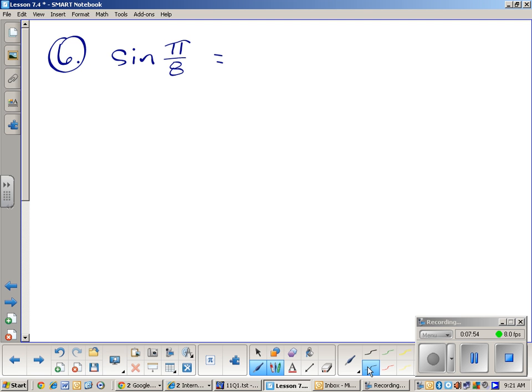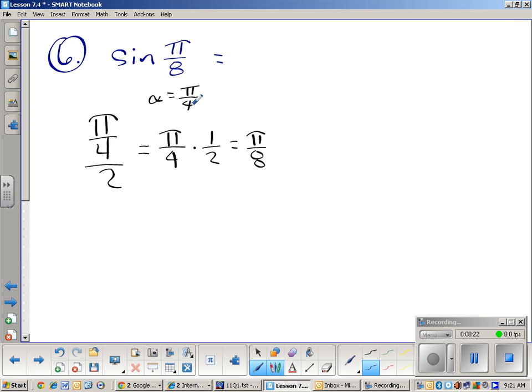Pi over 4. Remember, dividing by 2 is the same as multiplying by 1/2. And pi over 4 times 1/2 is equal to pi over 8. And so my alpha in this case would equal pi over 4. Is that an angle we know? Yeah, 45 degrees. So that makes this a little easier. So we're saying, what's the sine of pi over 4 over 2?